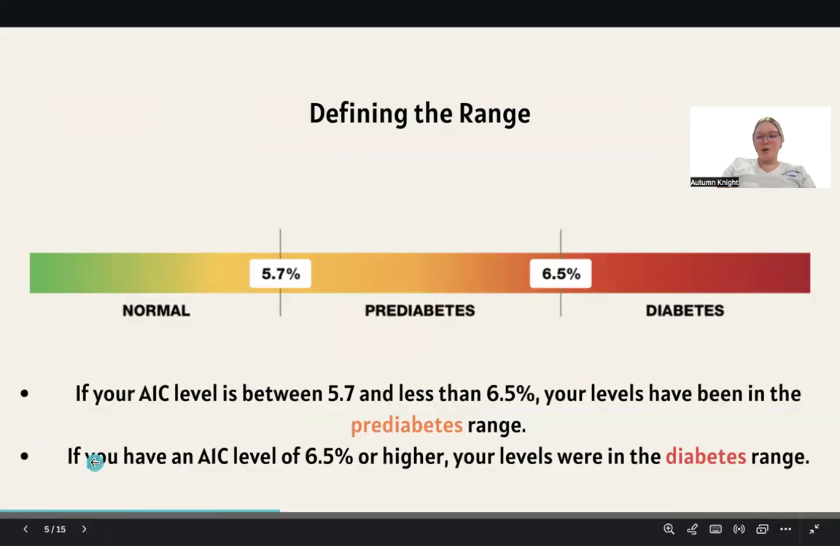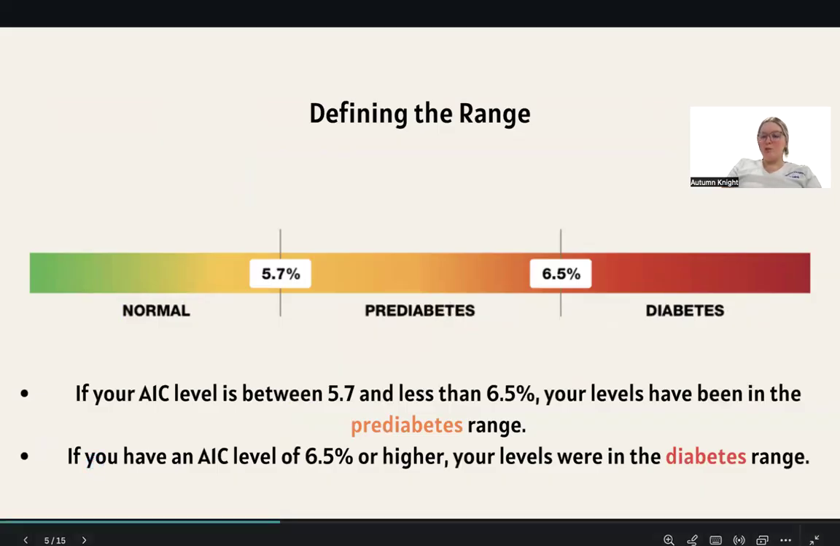So looking at the ranges of A1Cs to help you indicate if you're in a normal range, a prediabetic range, or a diabetic range. So anything below 5.7 indicates a normal A1C. Anything between 5.7 and 6.4 indicates prediabetes. And then starting at 6.5 or higher indicates diabetes.